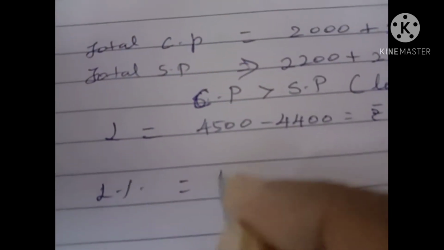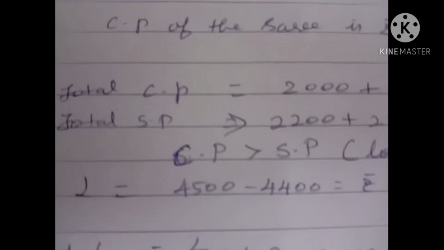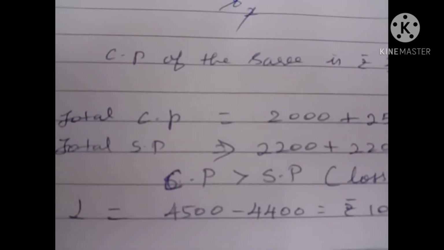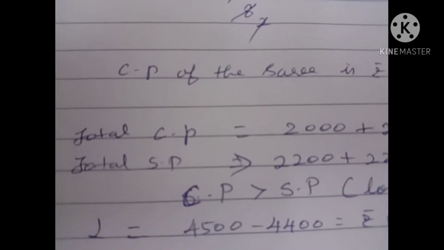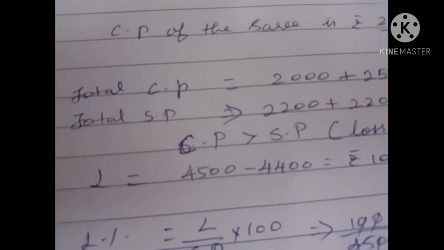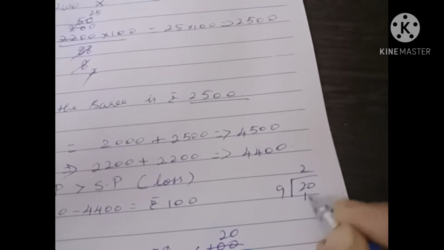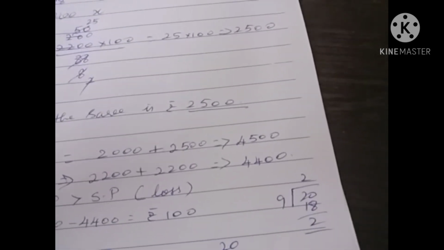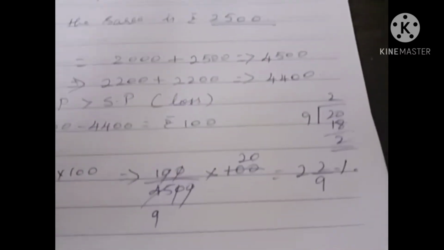Loss percentage is equal to loss by CP into 100, where the loss is 100 and the CP value is 4500, into 100. So the zeros cancel. Here in the 5 table, 5 9s are 45, 5 20s are 100. So if you divide, 9 2s are 18. Therefore 2 by 9 percent is the loss percentage.